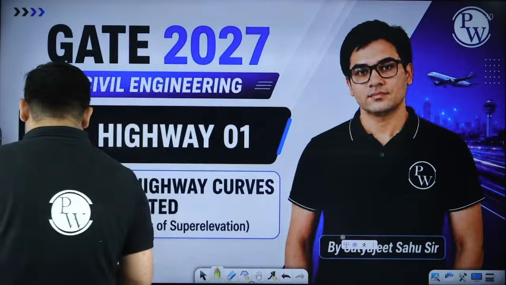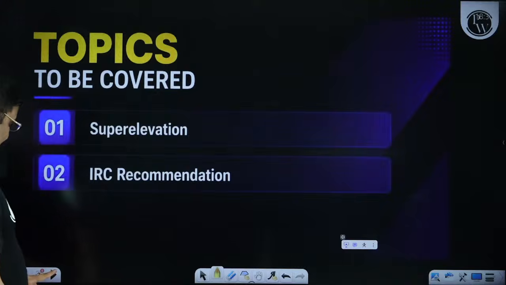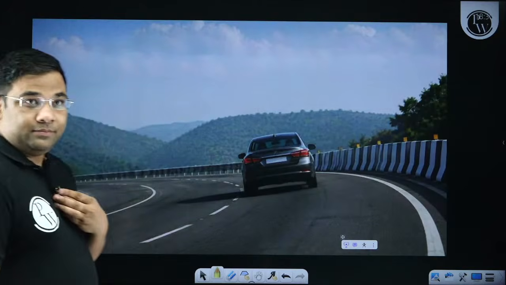We are going to see why highway curves are tilted, and we are going to cover these important topics. So let us see why highway curves are tilted.